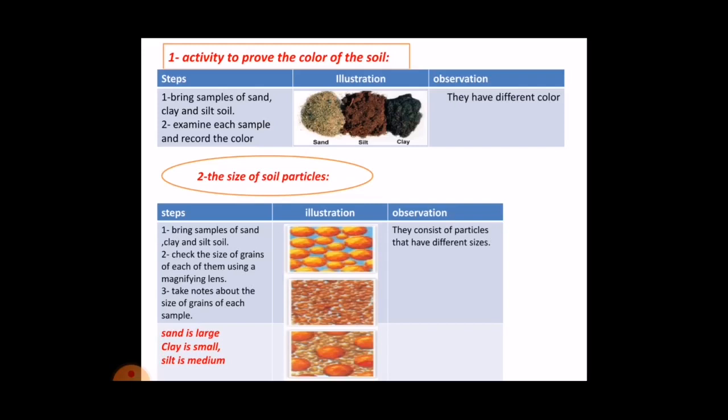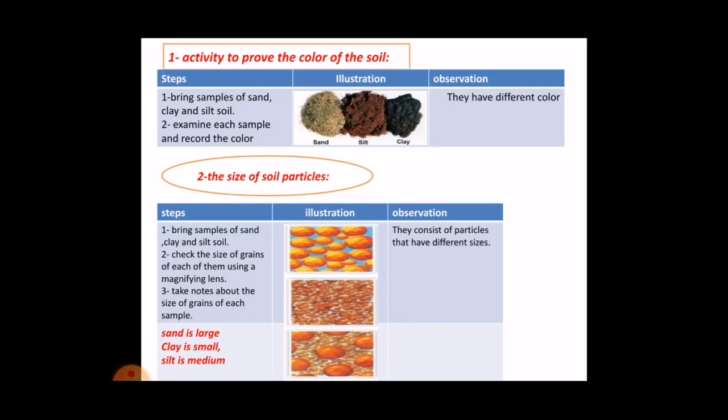Number 1, bring samples of sand, clay, and silt soil. Examine each sample and record the color. You can observe that they have different colors. Sand is yellow, silt is gray, and clay is dark.